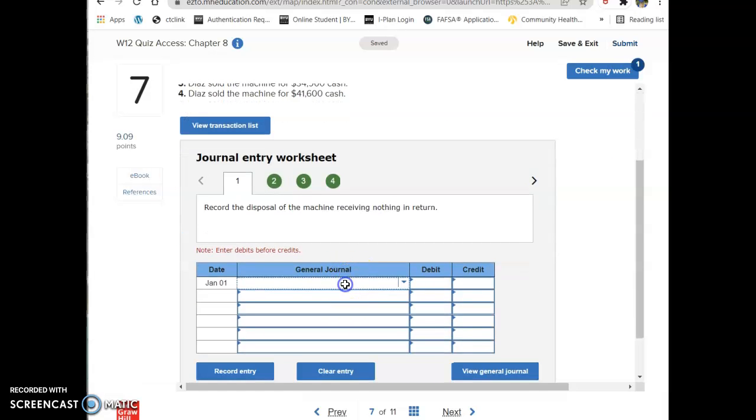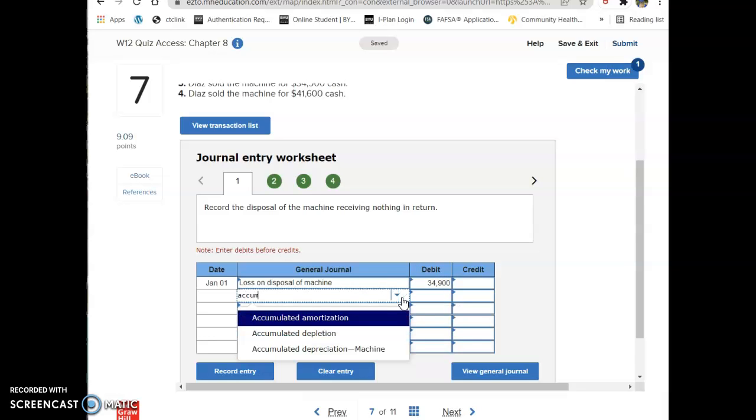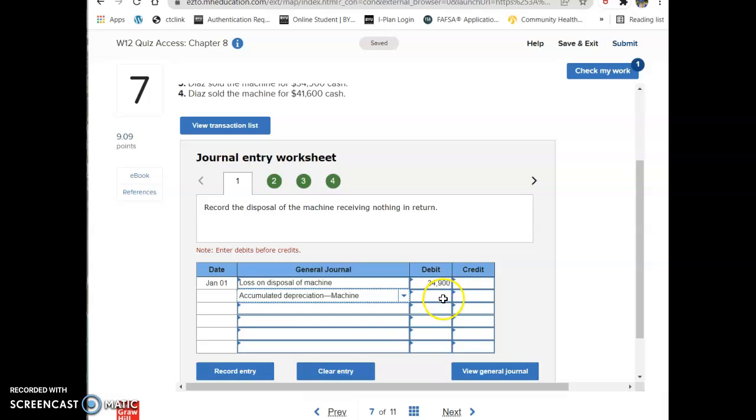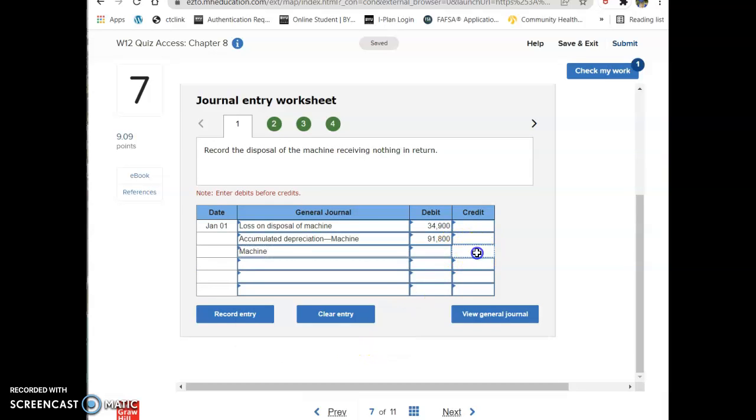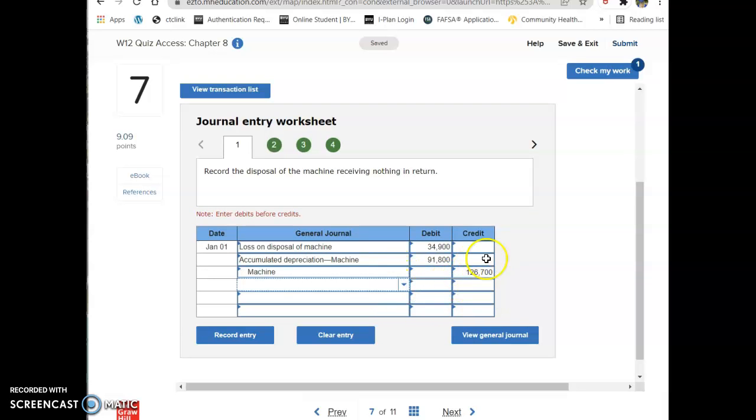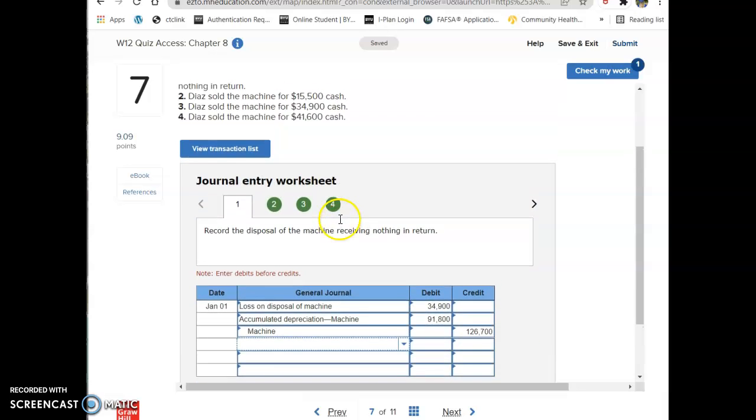So that will be recorded as a loss on disposal, will be debited for the $34,900, because that's how much money is being lost out on. And then we're going to be debiting the accumulated depreciation for the machine for the $91,800, and then on the machine account itself, it will be credited because the machine is being disposed of, so the entire worth of the machine, that 126,700, will be credited, will be subtracted from the account.